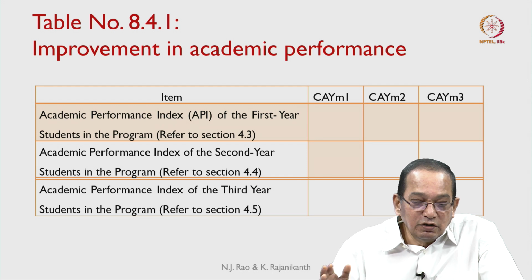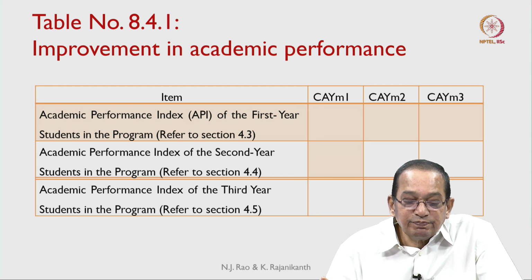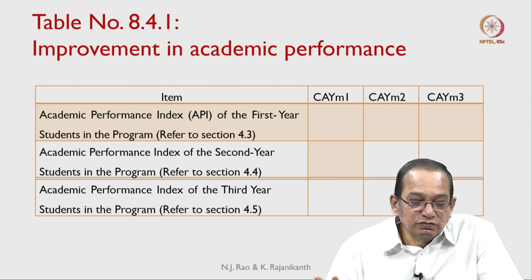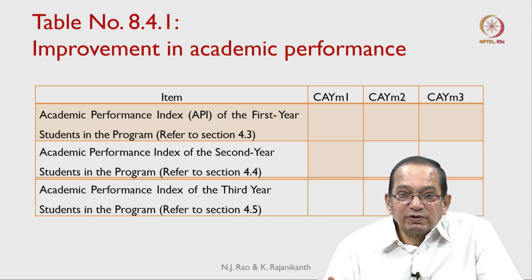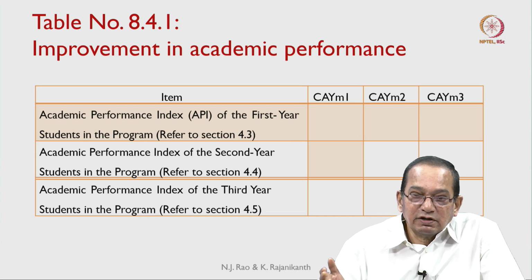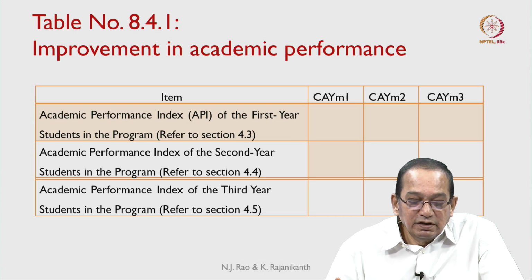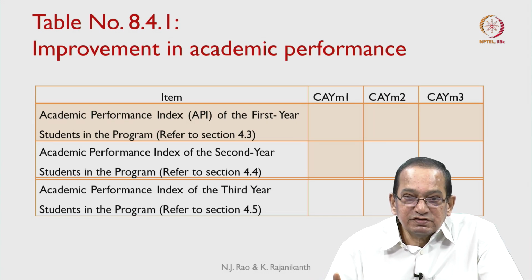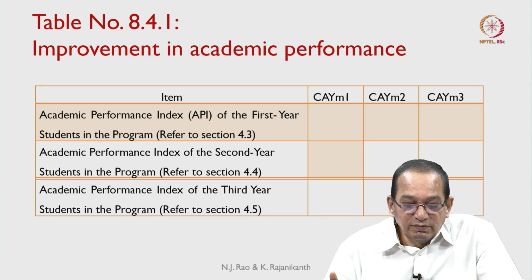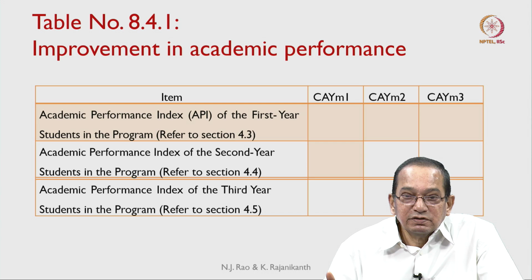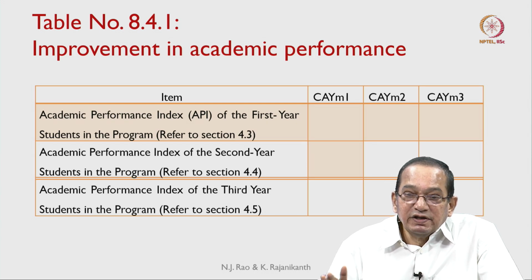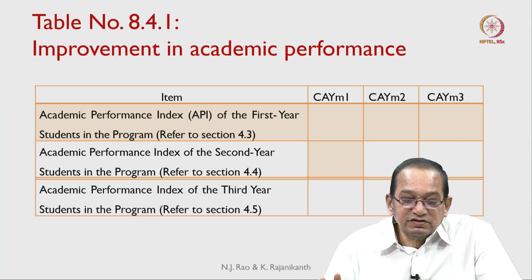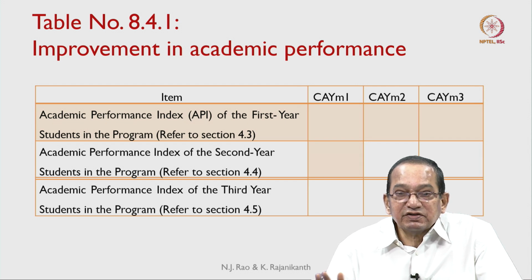We know already how to compute the academic performance index, API, of the first year students in the program. In sub-criterion 4.3 we have seen how to calculate that. Then API of second year students, sub-criterion 4.4, we saw that. Academic performance index of the third year students, in sub-criterion 4.5 we saw that. Over this period, how has this API been increasing?